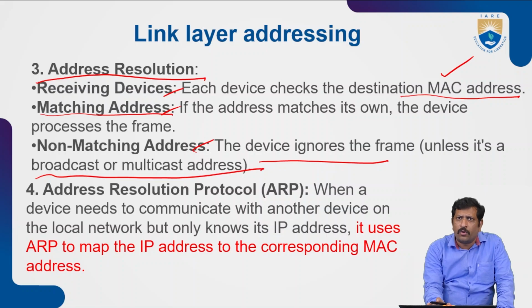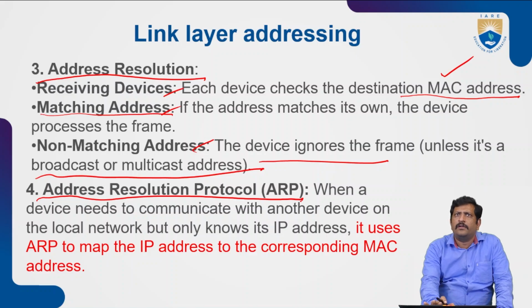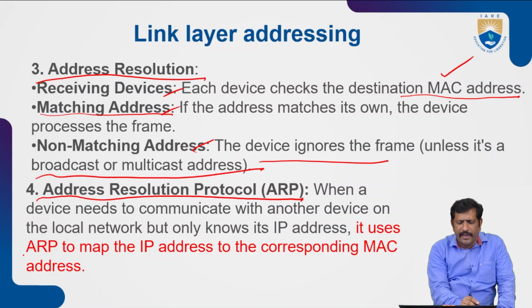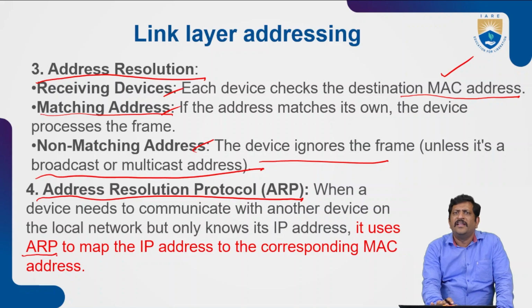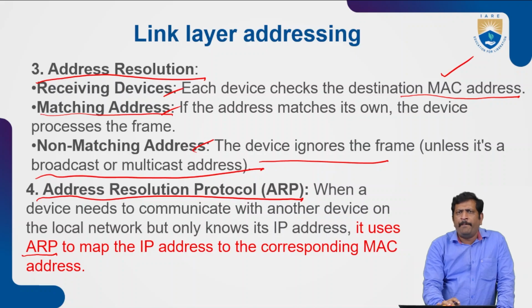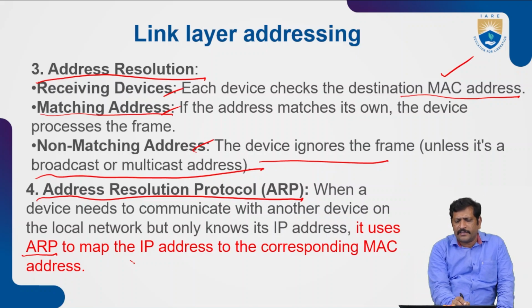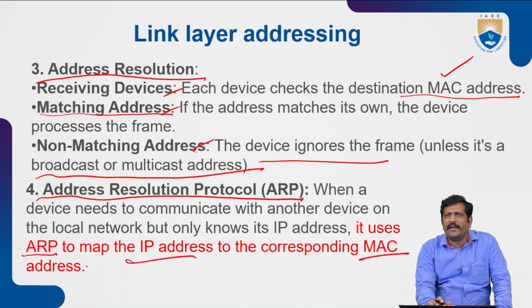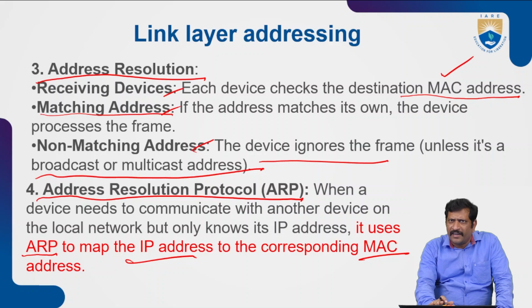Address Resolution Protocol, ARP. This protocol works in link layer addressing. When a device needs to communicate with another device on a local network but only knows its IP address, it uses ARP, the Address Resolution Protocol, which maps the IP address to the MAC address for whatever data is transmitted over the network.